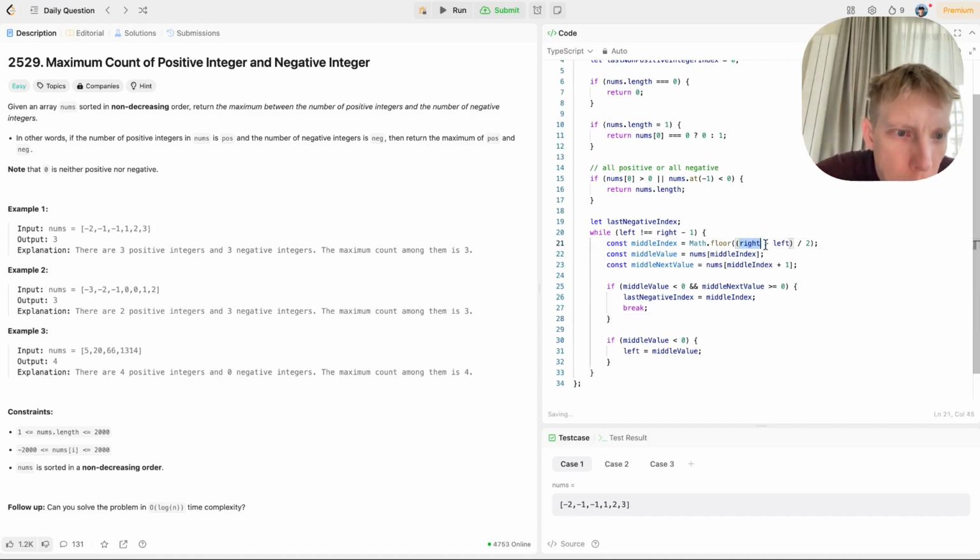My floor, right minus left divided by 2 minus 1. First we will have 3, and okay, yeah, it can work. 2, 3, 5, 4, first, yes.